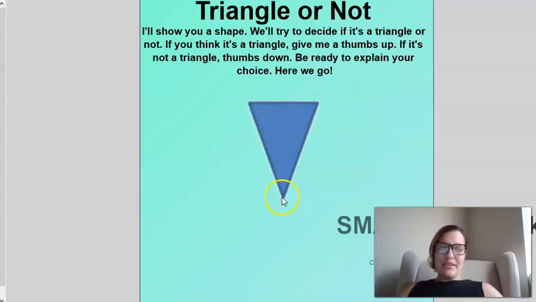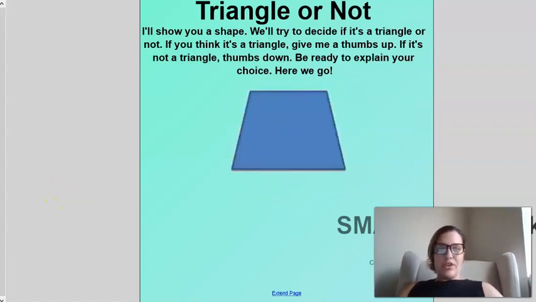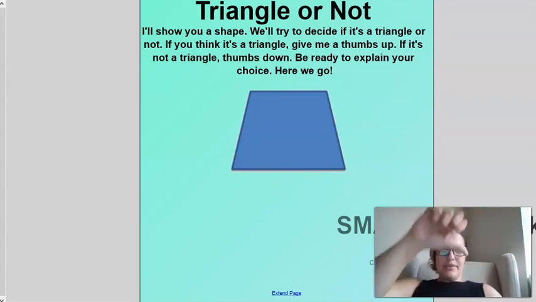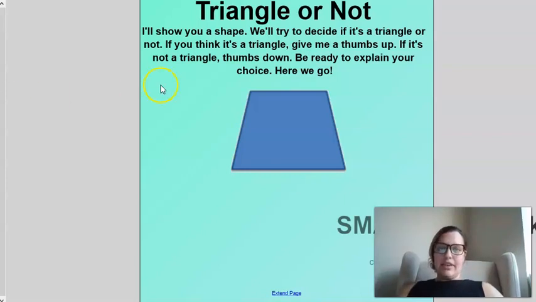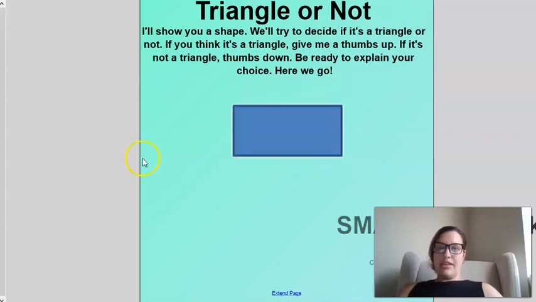Let's count our points quickly. 1, 2, 3. Let's go to the sides. 1, 2, 3. Triangle or not? Yes or no? It is not. Very good. 1, 2, 3, 4 sides. We know a triangle has 3 sides. And our last one, triangle or not a triangle? It is not a triangle.